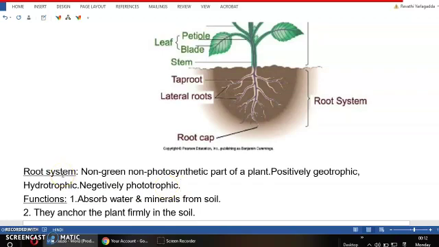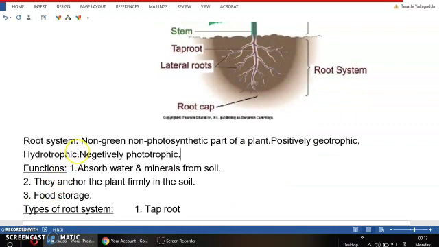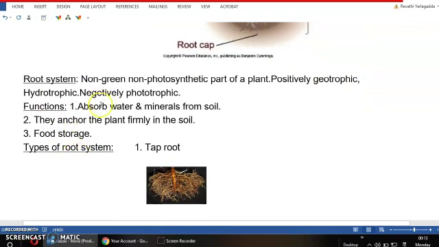So if you see the definition of the root system, they are non-green, non-photosynthetic parts of the plants which grow positively towards the gravity and towards the water, and negatively towards the light. Means negatively they are phototropic and positively they are geotropic and hydrotropic. Next, if you see the major functions of the plant, whenever we put water to the plants, actually plants don't have a mouth to drink water like how we drink water.